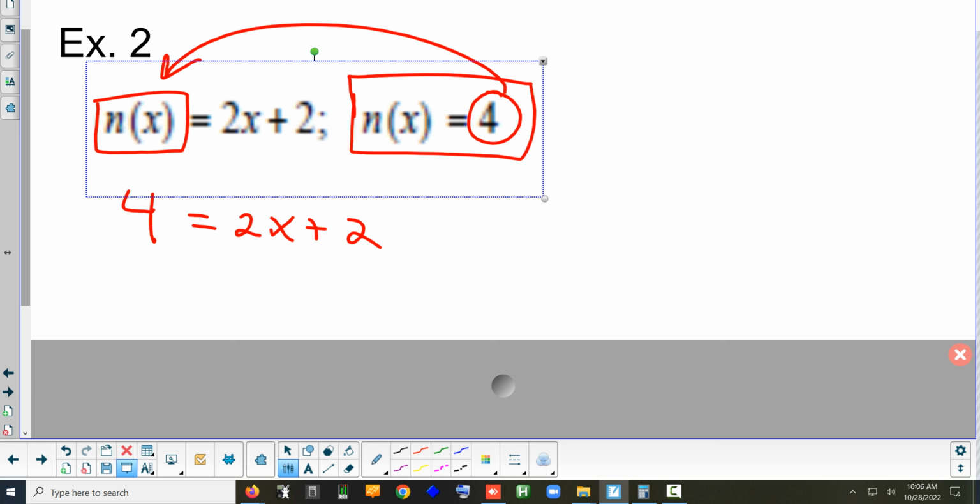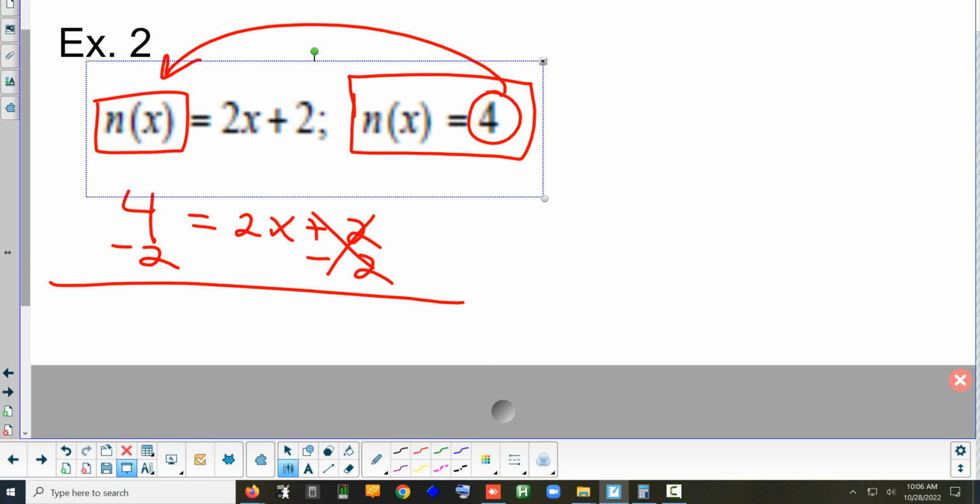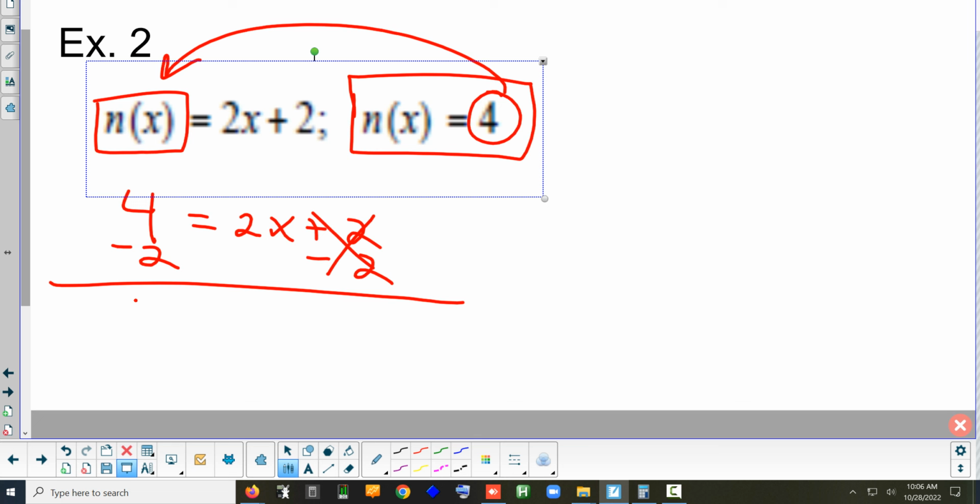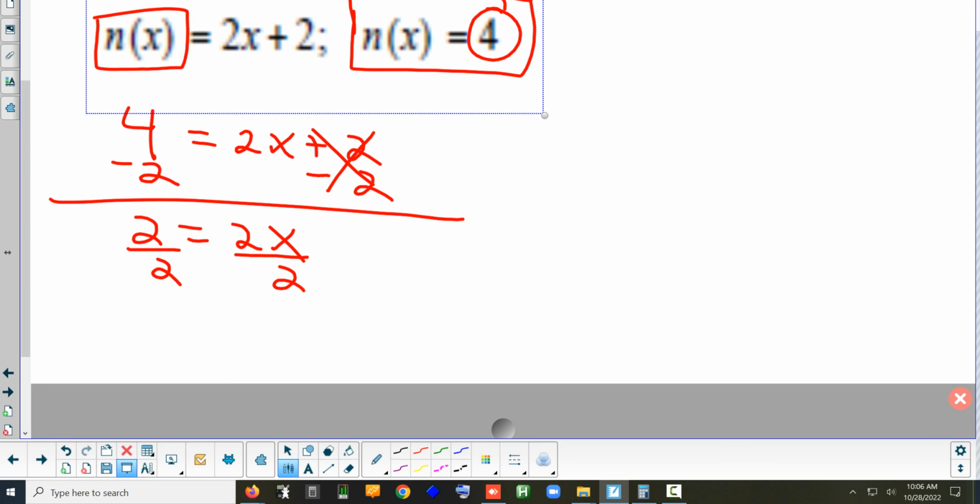So, Cadence, what would be my first step to get x by itself there? Yep, you'd subtract 2 from both sides. And if I do that, what would it give me? 2 equals 2x. Good. So we did adding and subtracting. How about my last step? Yep, divide by 2. Divide by 2. And what do you get for x? 1. Very good.